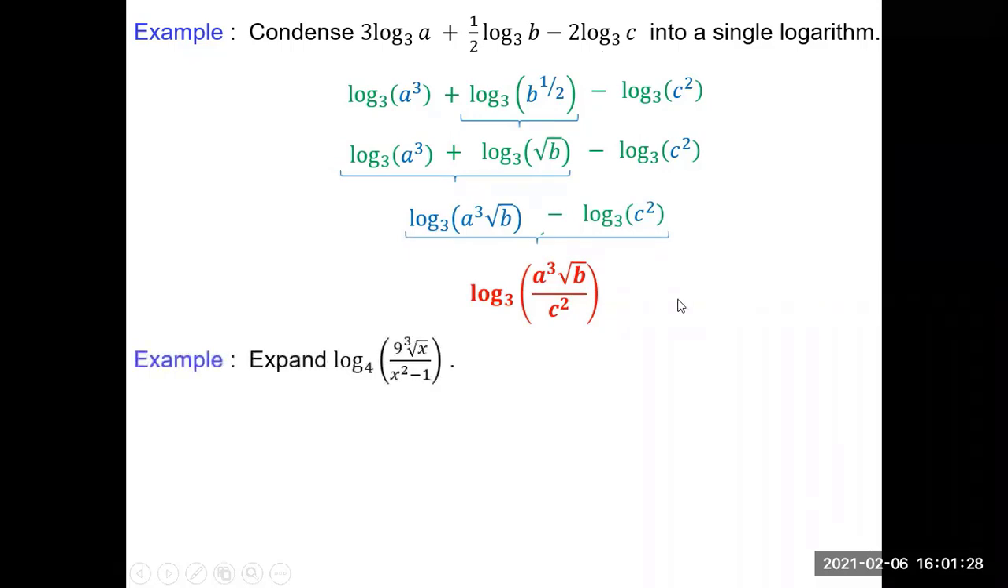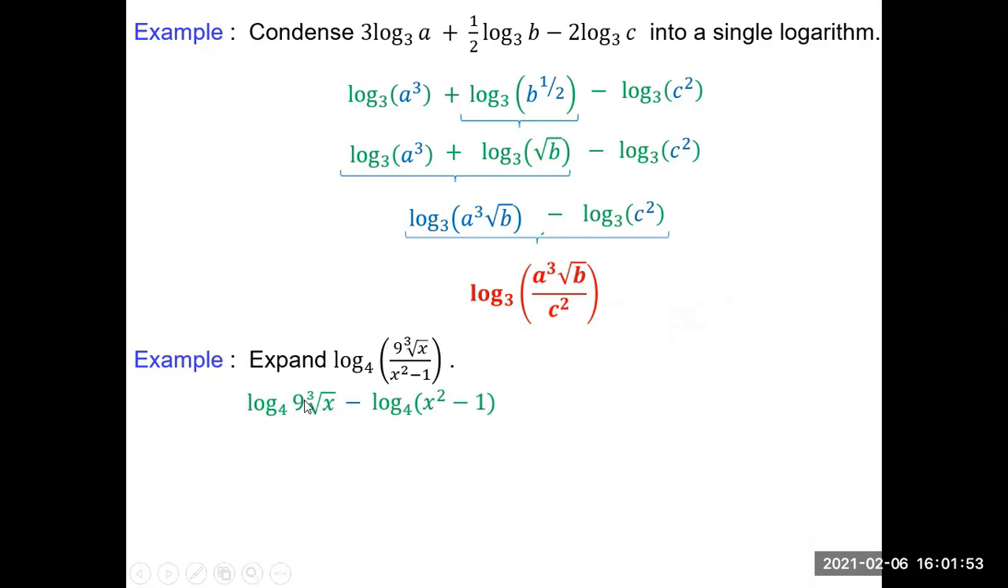Let's do an example where we're trying to expand a single logarithm into multiple terms. Well, the first thing I should recognize is that this argument is a fraction. So I could simplify that by simply breaking this apart using the quotient property. Take log base 4 of the top minus log base 4 of the bottom.